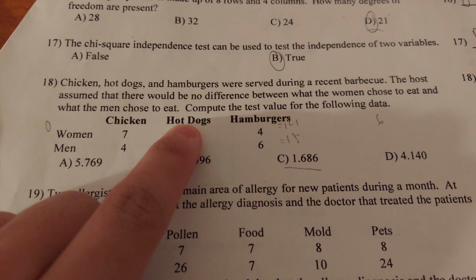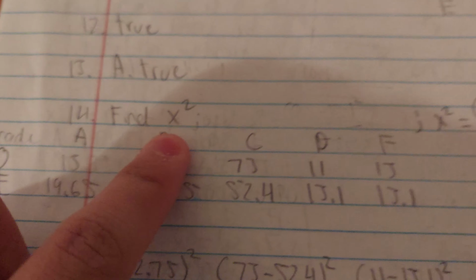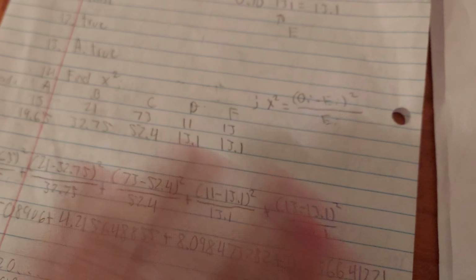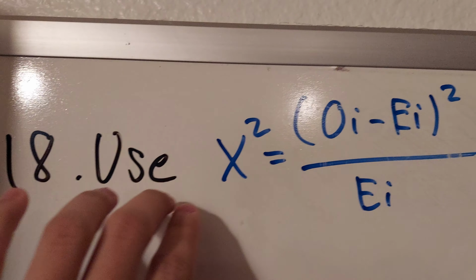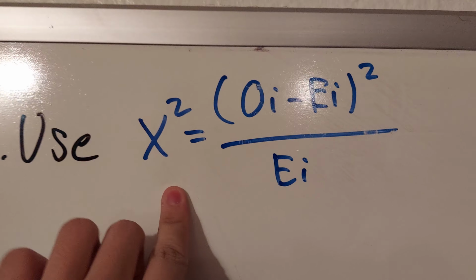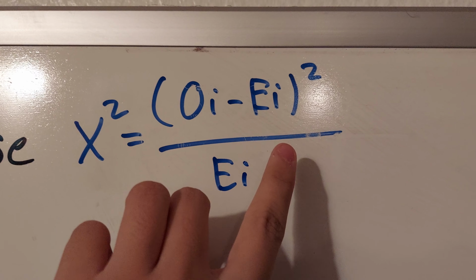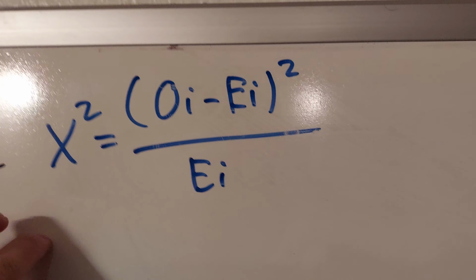It's going to be the same thing as number 14, where we find chi squared, but we're going to be doing this process a little bit differently. So let's go over to the whiteboard. Like I said, number 18, we're going to be finding chi squared, and how we find chi squared is the observed minus the expected squared divided by the expected.